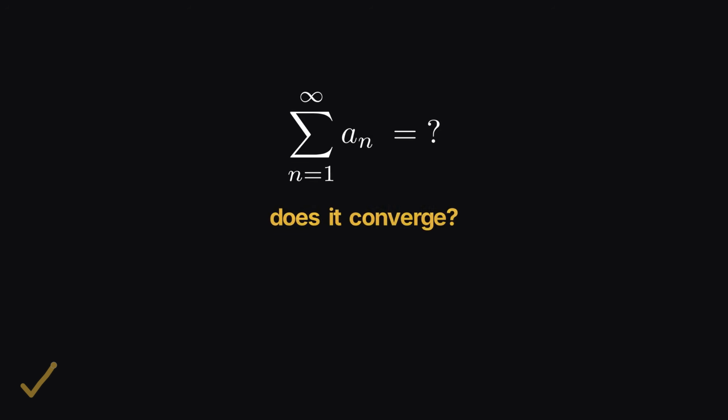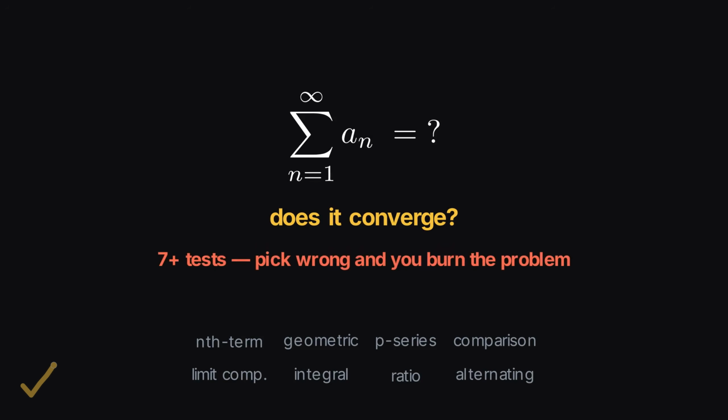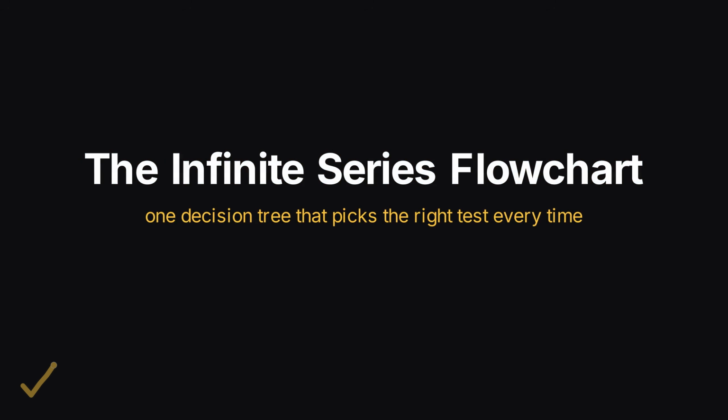You're handed a scary infinite sum and asked one question: does it converge? There are about 7 different convergence tests, and picking the wrong one can burn the whole problem. Here's the secret weapon: one decision flowchart that picks the right test every single time. Let's build it, then run real series straight through it.